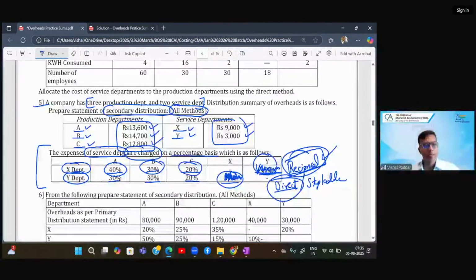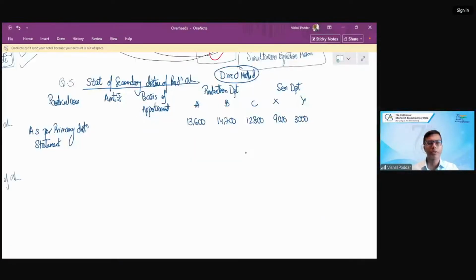See, the point is, if you are ignoring one of the percentages given in the question, then for me, anyways, these percentages are not percentages, they are ratios. So now I'll start distributing department X expenses. What is the amount I have to distribute? 9,000. Basis, I will write "given". Why? I am not selecting any base. They have already given the base.